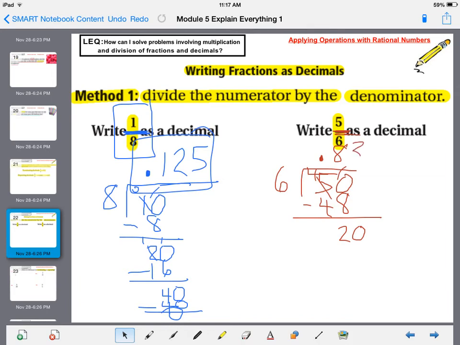6 goes into 20 3 times, and I take 18 from that, and I end up with 2, and I keep adding zeros, and 6 goes into 20 3 times again, and I get 2, and I keep adding zeros. Hopefully by now you notice that this is going to end up being a repeating decimal because the 3 is repeating itself. And so in this case, 125 thousandths would be a terminating decimal because he ends. And 5/6 is a repeating decimal because 0.833333 will continue repeating itself.